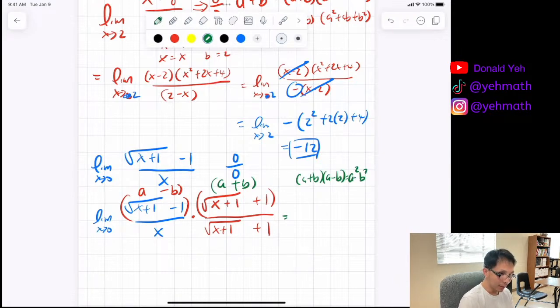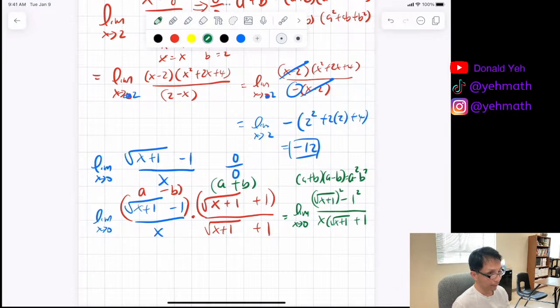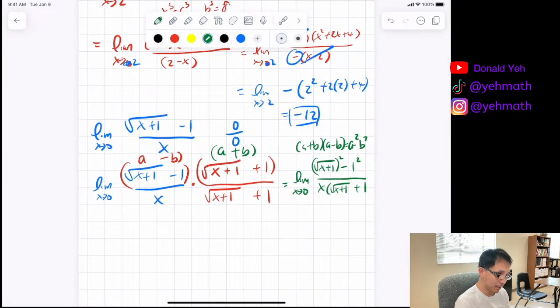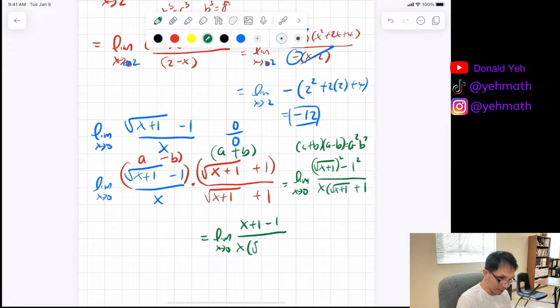Because if I do that, that's going to be limit as x approaches 0 of square root of x plus 1 squared minus 1 squared over x times square root x plus 1 plus 1. That looks very crazy. But I promise you it's not as bad as it seems. That is going to be x plus 1, because square root of x plus 1 squared is going to be x plus 1, minus 1 over x times square root of x plus 1 plus 1.